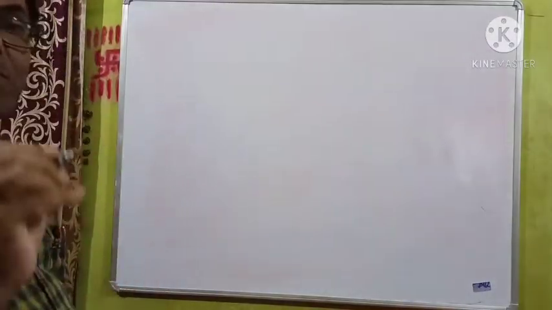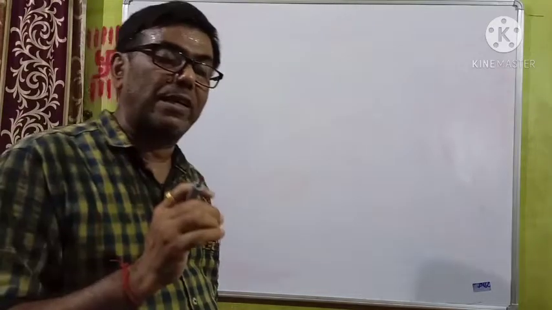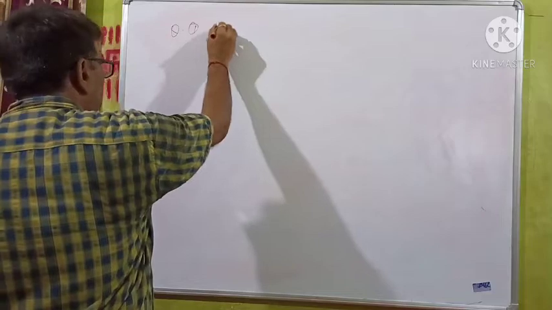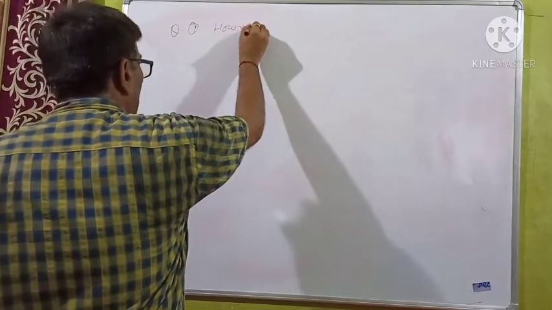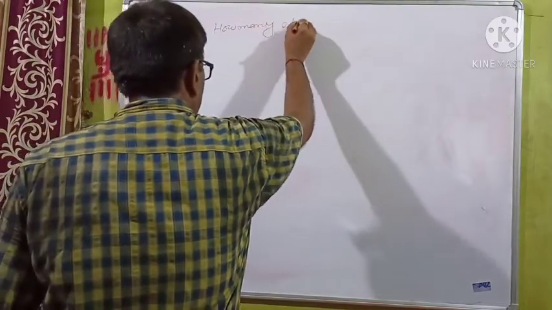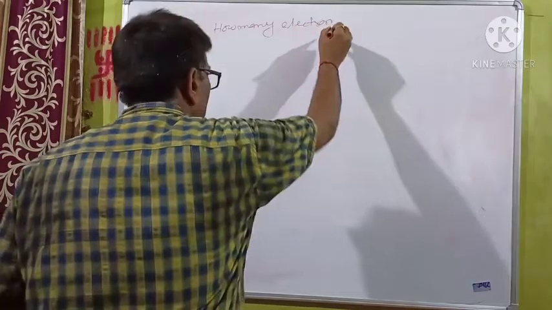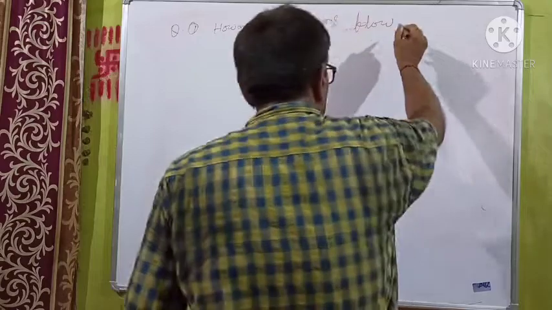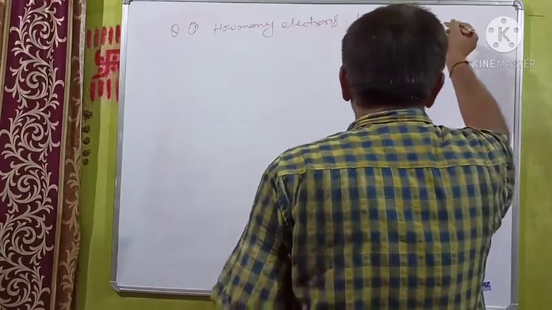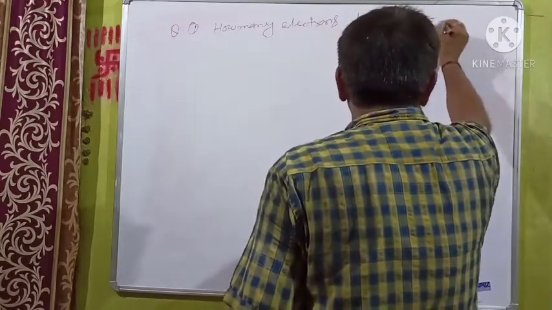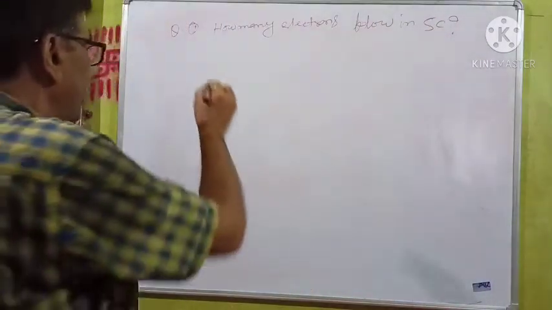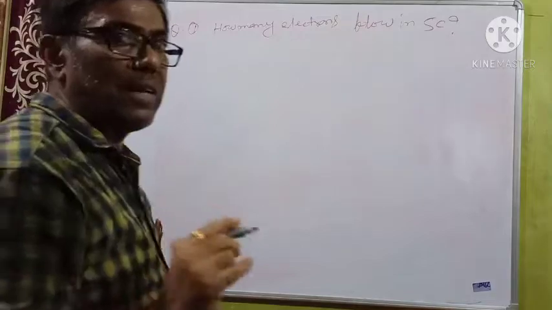Now here we shall discuss one question according to the quantization of charge. Question number one: how many electrons flow in 5 coulomb of charge? So here we use the quantization of charge.